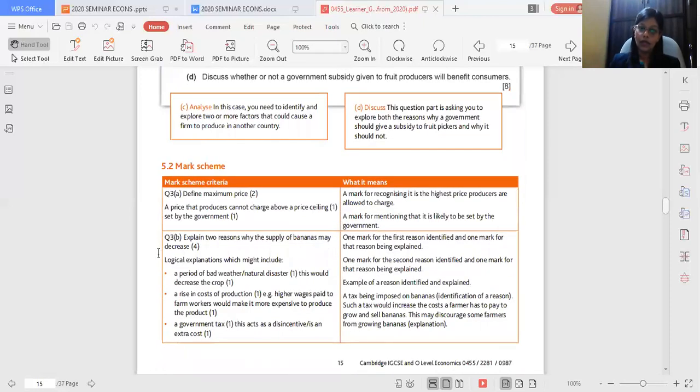If you look into the mark scheme, they say define maximum price. What do you mean? A price that producers cannot charge above, a price ceiling set by the government. So what it means? They say a mark for recognizing it is the highest price producers are allowed to charge. A mark for mentioning that it is likely to be set by the government. That is the thing that we are going to look at.